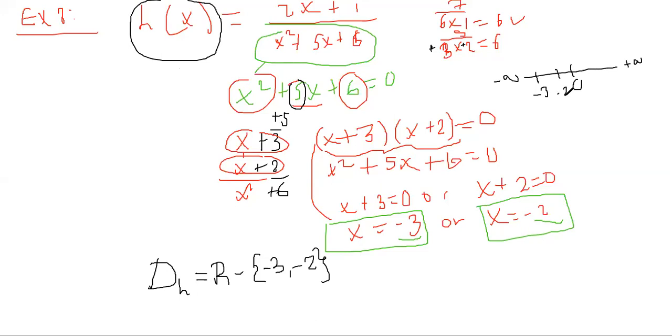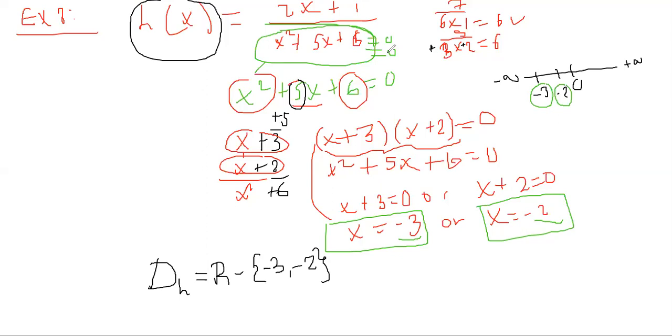But we have to exclude this from the domain. We have to exclude them. Why are we excluding them from the domain? Because if we substitute in the function, it will make this denominator 0. If we substitute -2 here, it will make this equal to 0, or -3, it will make this equal to 0. Because of that, we have to exclude them from the domain of a function.